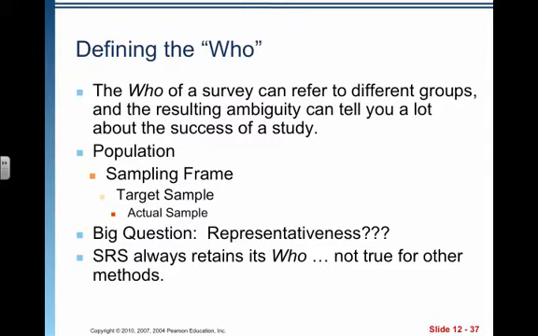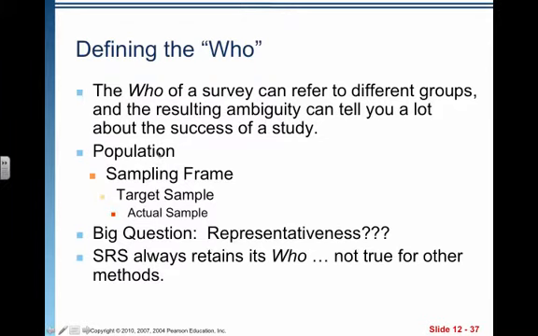Now, one thing we have to be careful with is defining the who. The who of a survey can refer to different groups, and the resulting ambiguity can tell you a lot about the success of a study. First of all, there's the population. That's what we really want to know something about. But remember, doing a census is just too expensive, too hard, too almost impossible to do in many cases. So we want to take a sample from our population.